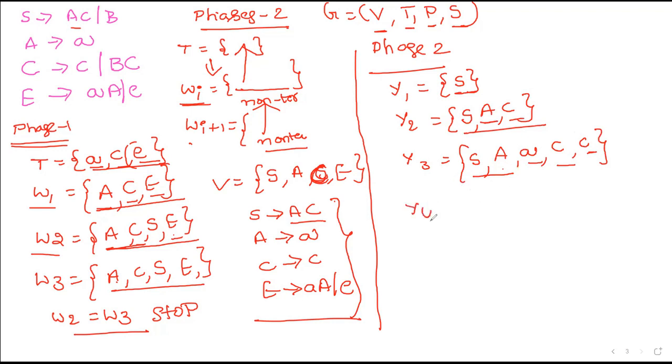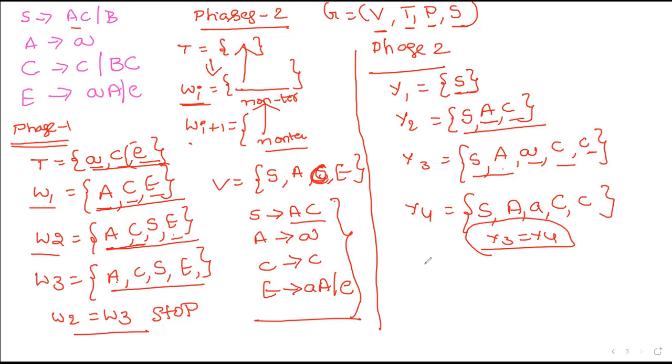Now, what is Y4? Again, S tends to AC, A tends to a, C tends to c. So again, there is no new derivation. We stop. Whenever Y3 is equal to Y4, we stop. The derivation continues as long as there is an update. Suppose Y3 and Y4 have the same values, we stop the procedure.